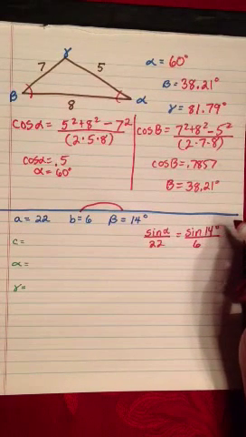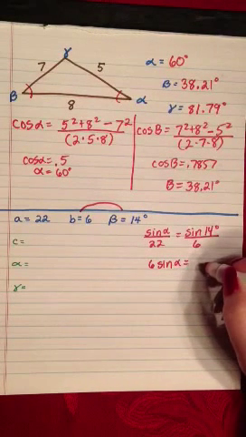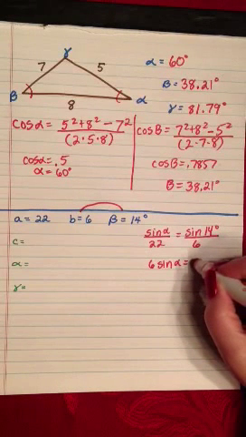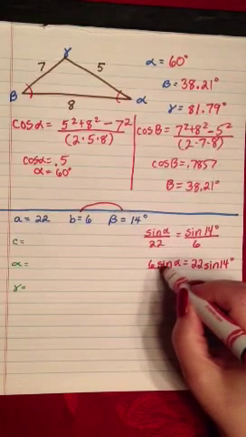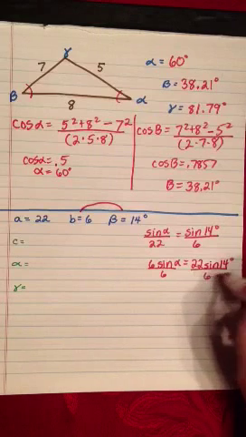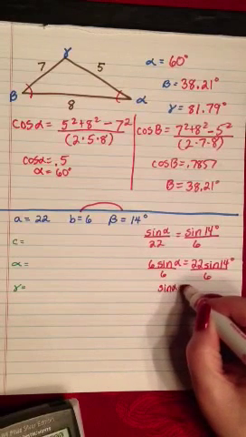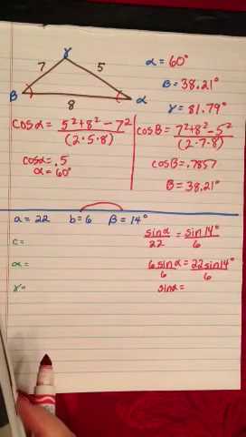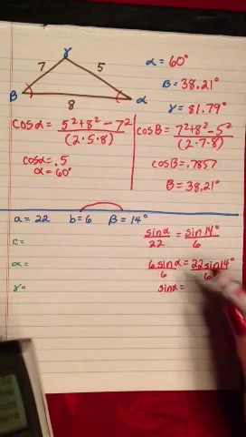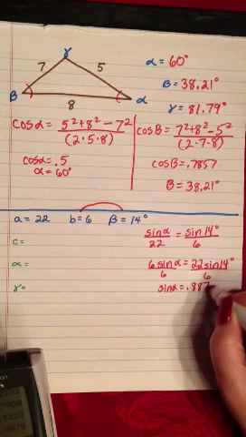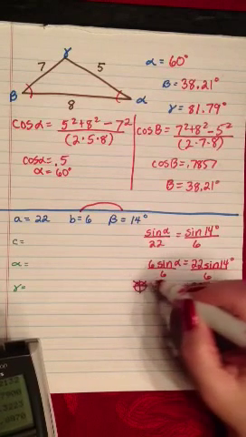Then we cross multiply, so I get 6 times the sine of alpha is equal to 22 times the sine of 14 degrees. I just divide both sides by 6. So in my calculator, I just go ahead and type in, so this will tell me what sine of alpha is equal to. So I go 22 times the sine of 14 divided by 6, and so I get 0.8870.